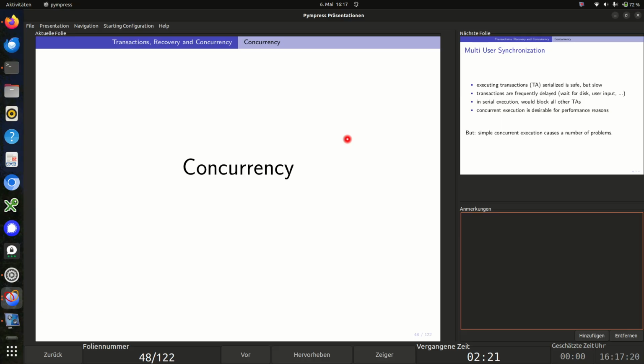So we talked about transactions. So you know all about concurrency, not about concurrency, but about recovery. So you have the transactions and what happens after a system crash. And today it's about how to schedule multiple transactions.